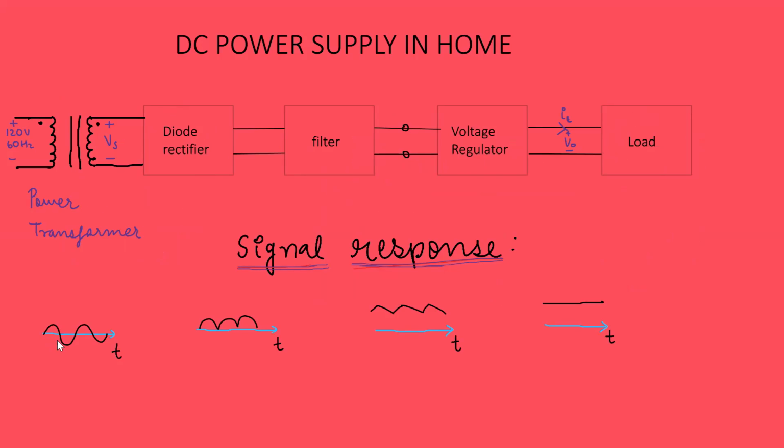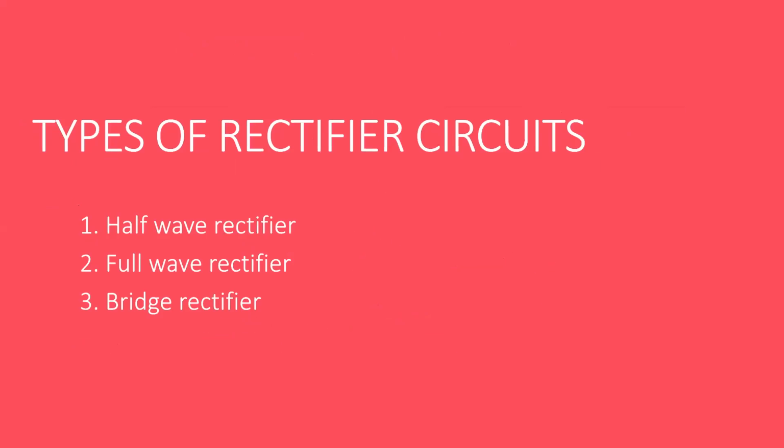So initially, if it is a sinusoidal wave, the rectifier circuit converts it only into direct current, and then the filter circuit makes it almost constant, and the regulator makes it constant voltage. These are the three basic types of rectifier circuits that we have studied in our classes.